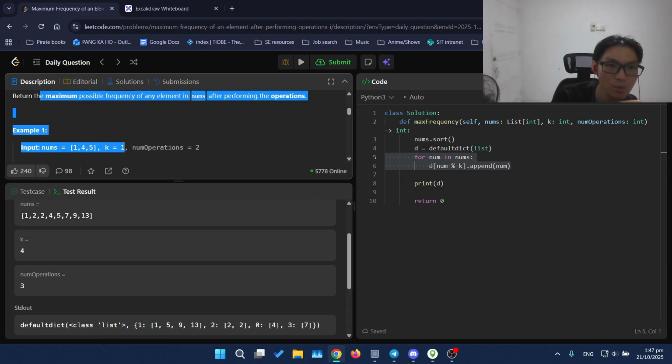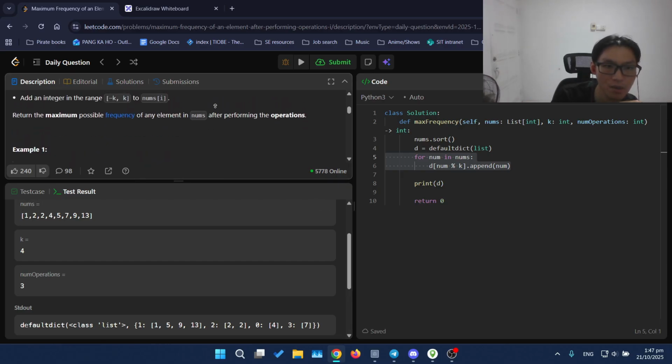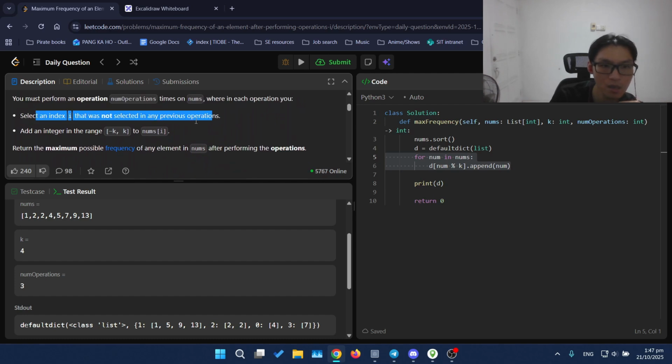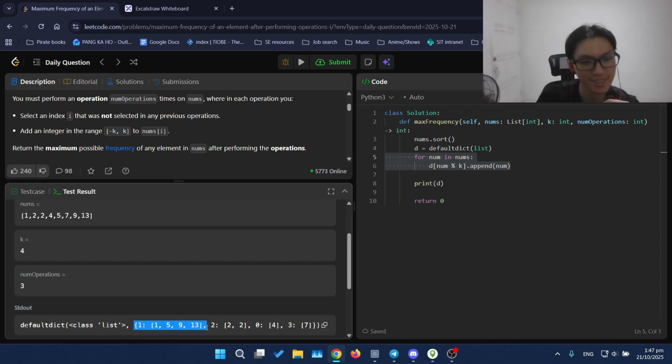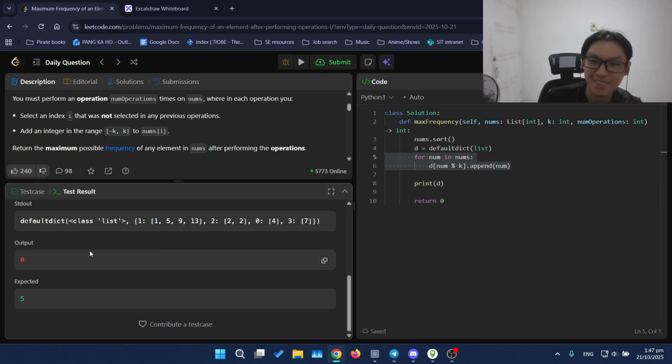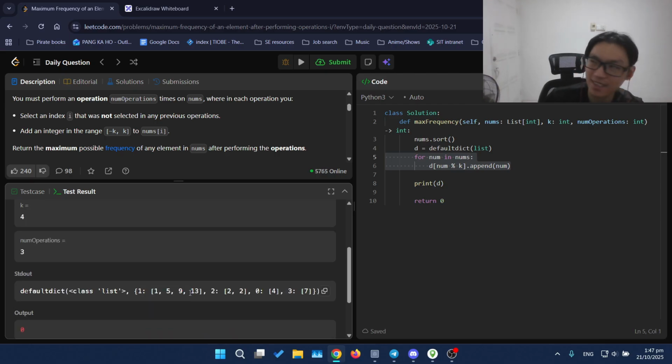Return the maximum possible frequency of any element in nums after performing an operation, selecting an index and adding a number in this range to it. Wait. 7 plus 4. 1, 2, 3, 4. That's 11. How is the answer 5? That is crazy. Wait, what?